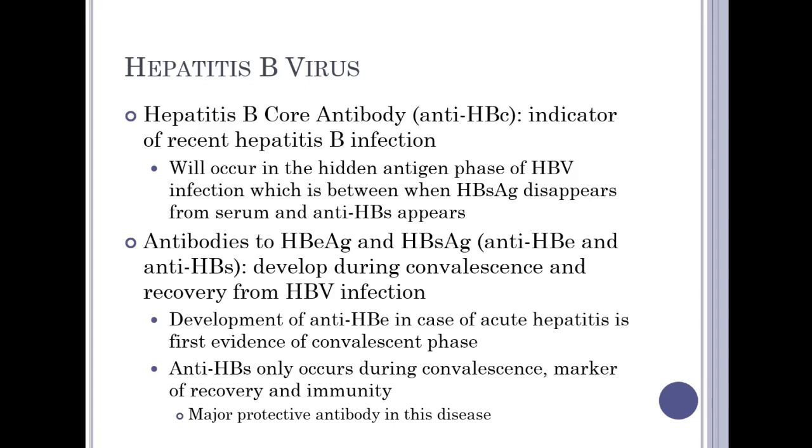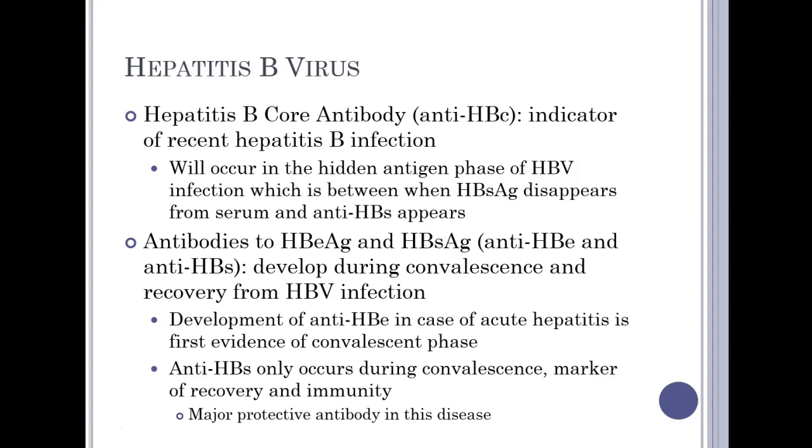Next, we have the hepatitis B core antibody. This is an indicator of a recent infection. So you have the hepatitis surface antigen and the E antigen, which say that you're actively sick, but just after that, you're going to have a rise in this core antibody. So it's pretty recent, okay? This will occur in the hidden antigen phase of hepatitis B. This is in between where the surface antigen disappears and the antibody starts to appear, okay? So you're going to have this kind of right in the middle.